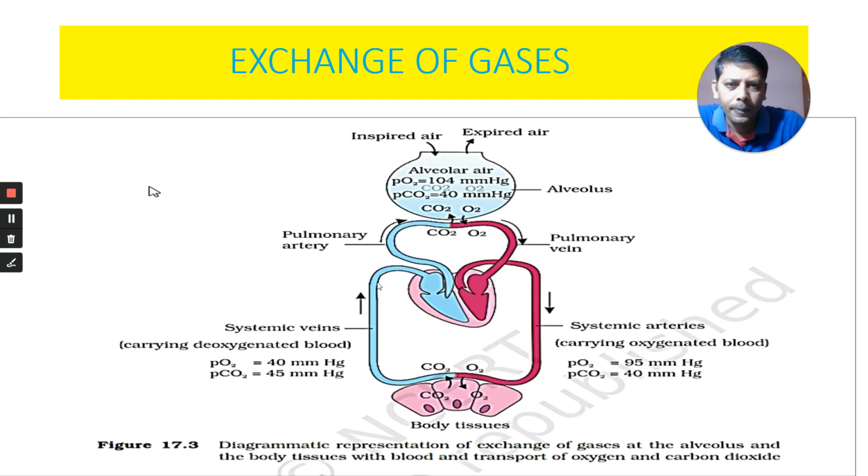Exchange of gases. I told you earlier in the previous sessions, there are 5 steps in respiration. First one is breathing or pulmonary ventilation. After that, the second step is exchange of gases here and exchange of gases here. The third step is transport of gases. Fourth one is exchange of gases between blood and tissue, and the fifth one is cellular respiration. These are the 5 steps in respiration.